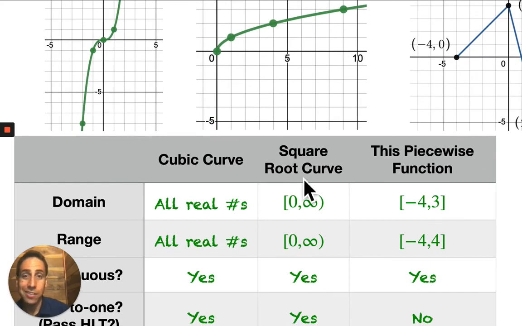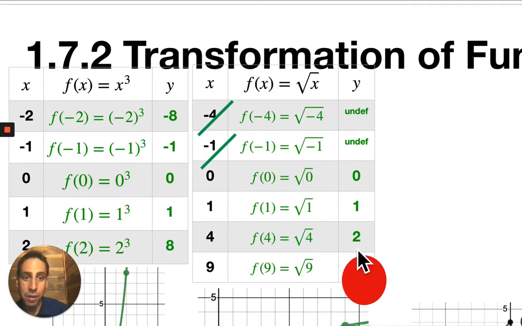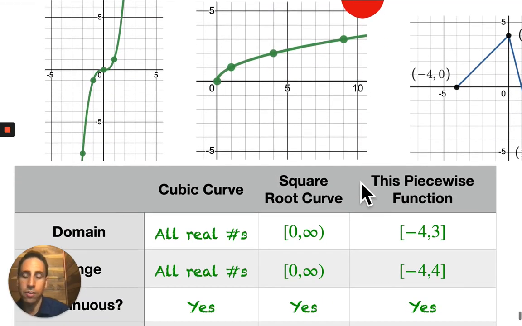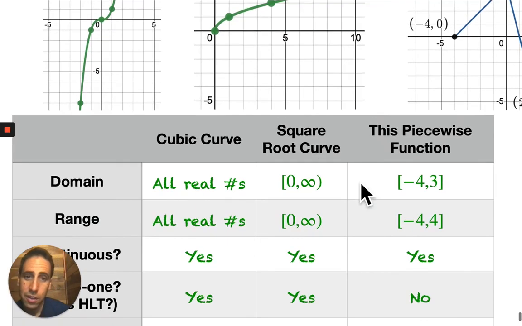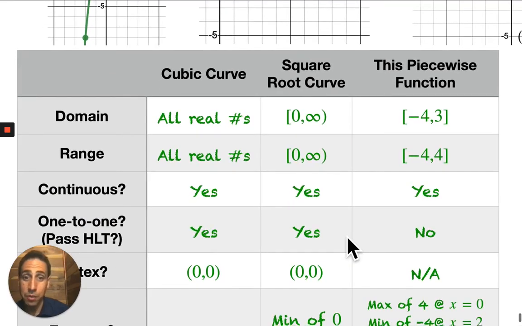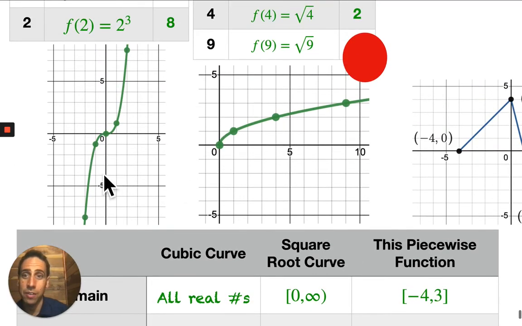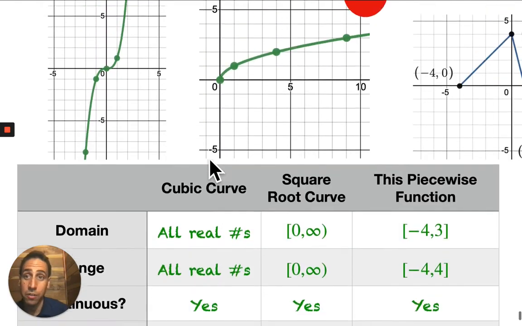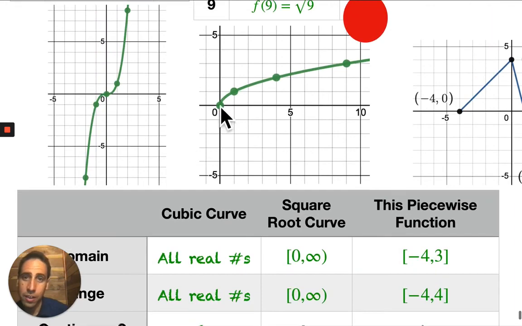What's the range? Same thing. We only have positive y values for these points. Positive and also 0. So the range is from 0, including 0, up to positive infinity. Continuous? Yes. Pass the 1-to-1 test? Yes, for the same reason this one does. Pass the horizontal line test, and yes, it is 1-to-1. Where's the vertex? For both of these, it is (0, 0). You can say that there's a vertex here, and we can say it has a vertex here.